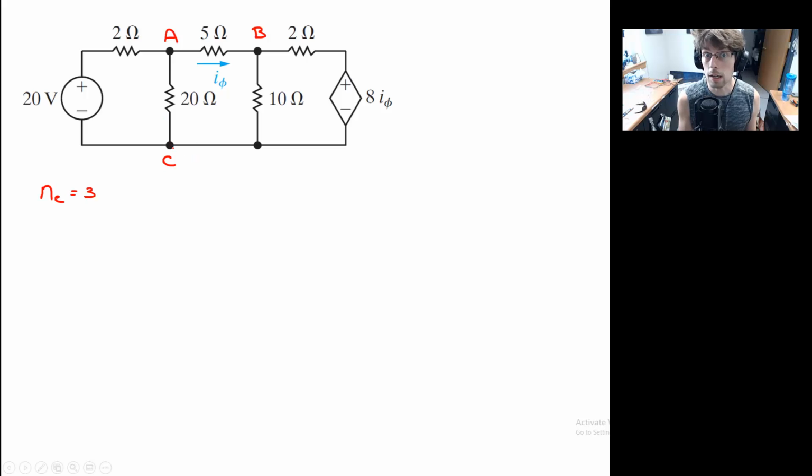We found our essential nodes, number one. Number two, we need to ground one of them. We need to choose which one we want to call a reference node. I'm going to use node C, solely for the fact that it has 1, 2, 3, 4 wires on it. I guess you could count this as 5, but okay, 4 wires. So I think node C will be the most convenient to ground. Let's go ahead and ground that.